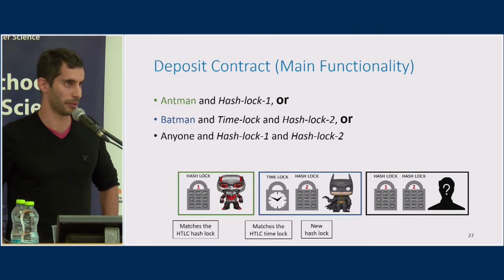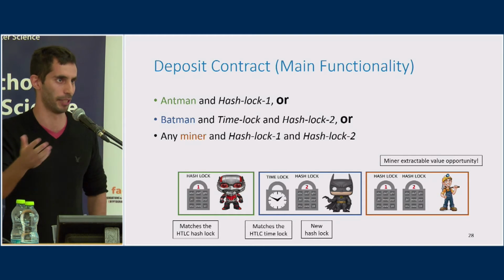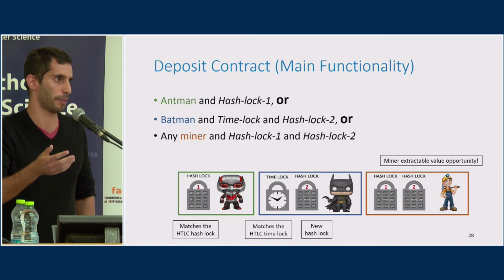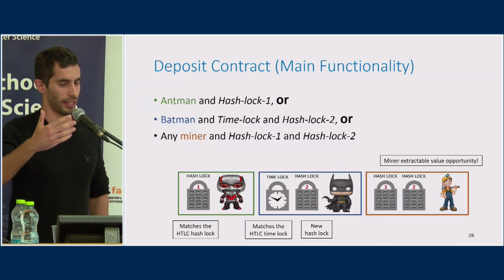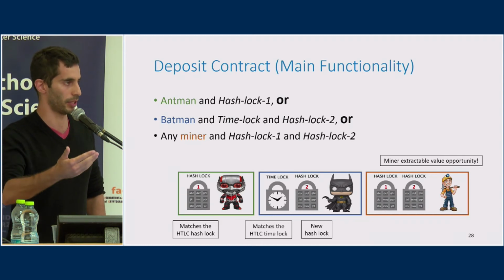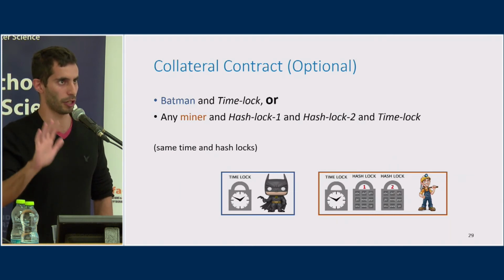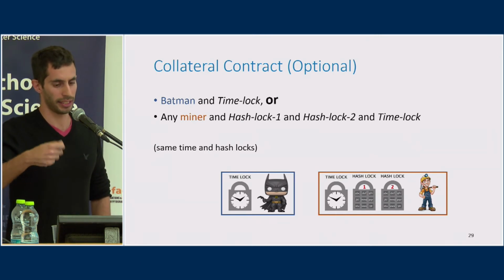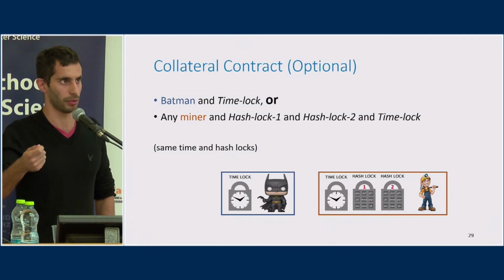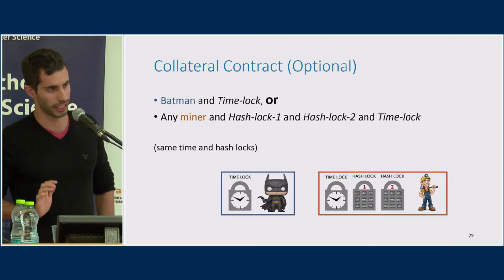And when I say anyone, I actually mean any miner, because once the two preimages are revealed, and say I published a transaction publishing the two preimages, anyone can publish a similar transaction and take the tokens themselves. So we expect miners to do that because they control what actually goes into the blockchain. So we create MEV opportunities to enforce the correct execution. The collateral, which is optional, has the same lock parameters, but simpler. So we have Batman and the time lock, or any miner after the time lock and the two hash locks. This is optional, and I'll later show why you can use it.